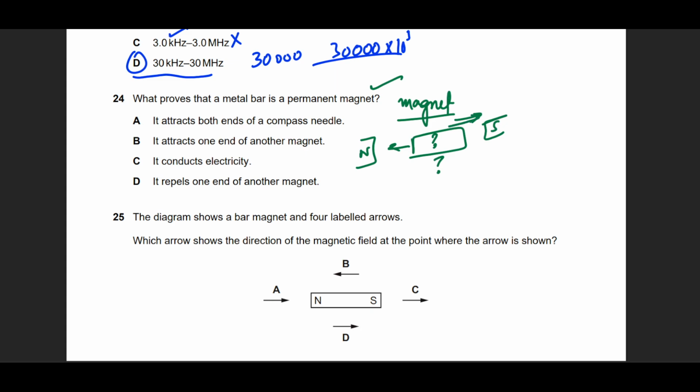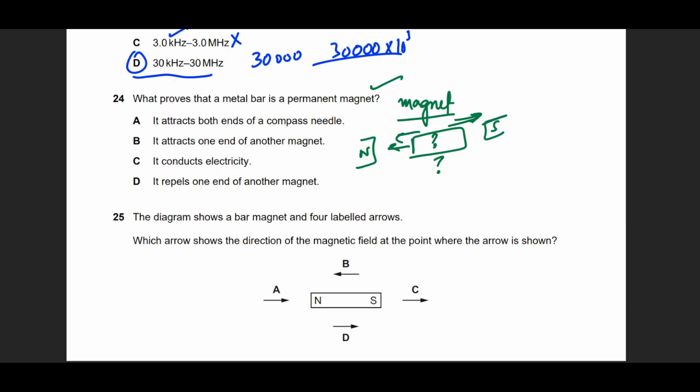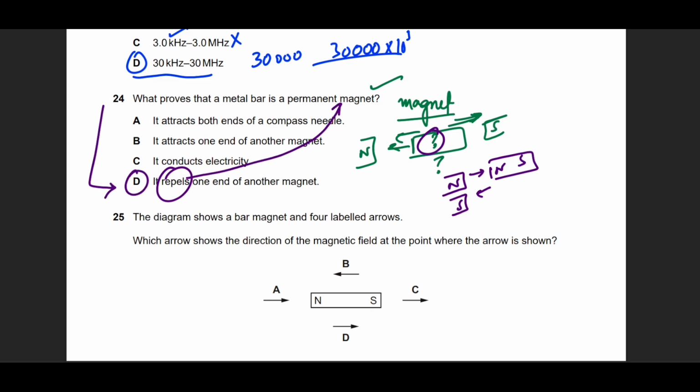So attraction, or being attracted, is not a guarantee of this material being a magnet itself. We can't say whether this is a magnet or not. If this was a magnet, for example, then it would have had poles, and from one end it would have repelled, and from the other end it would have attracted. So repulsion is the key for the identity of a magnet. This is again written straightforward in the book.